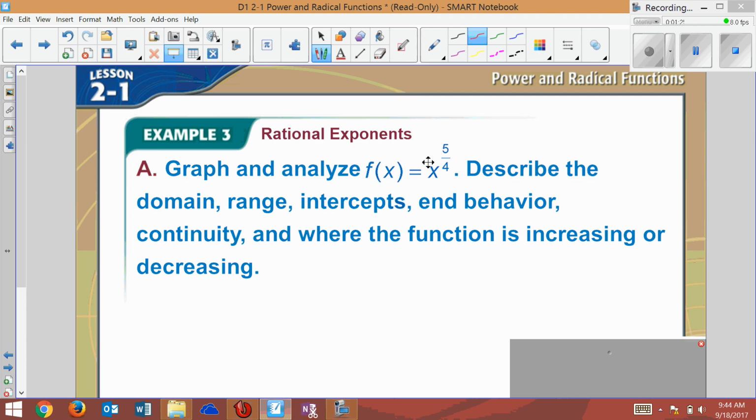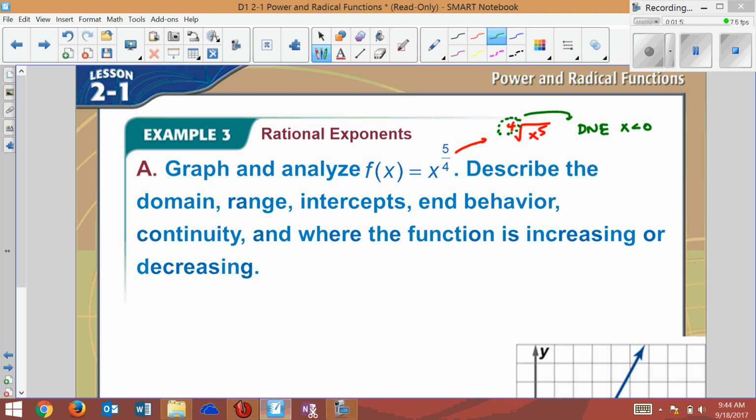So let's look at a couple of these pictures. Here, this is another way of writing that monomial, but you could rewrite this as the fourth root of x to the fifth power. We're going to say that this will not exist on the left. So it does not exist when x is less than 0 because this is even here. Okay, this part tells me it does not exist on the left side. So let's look at the picture.